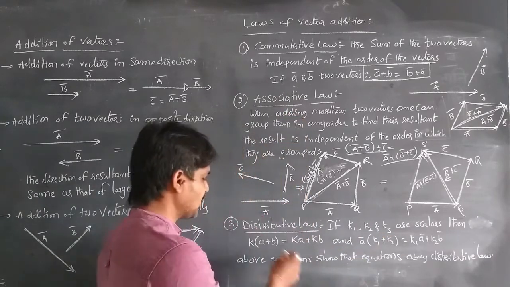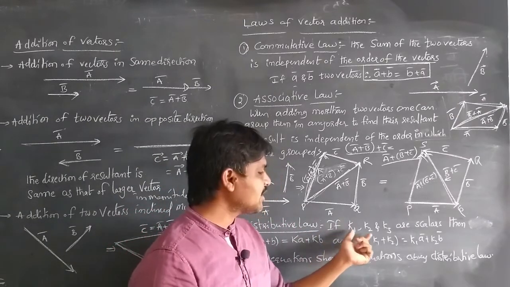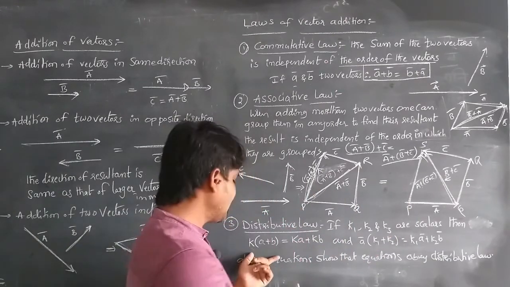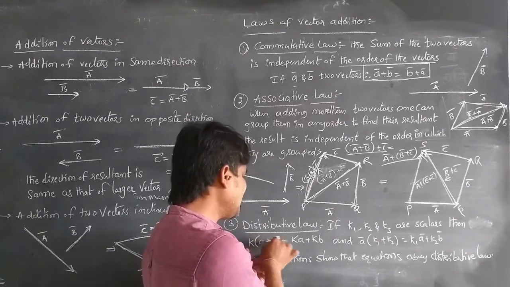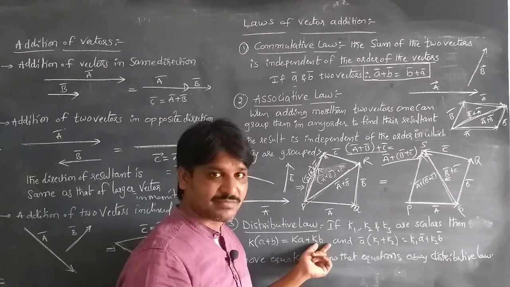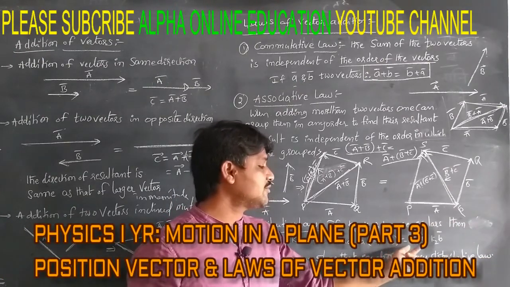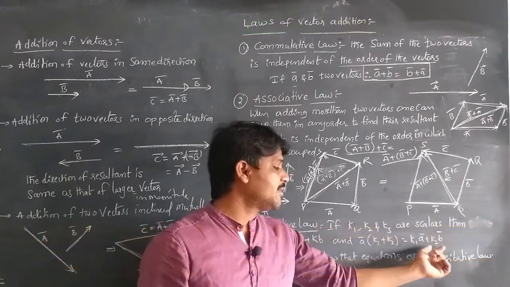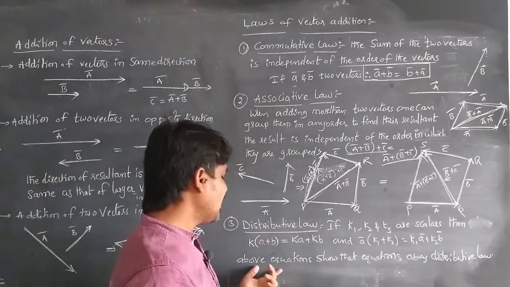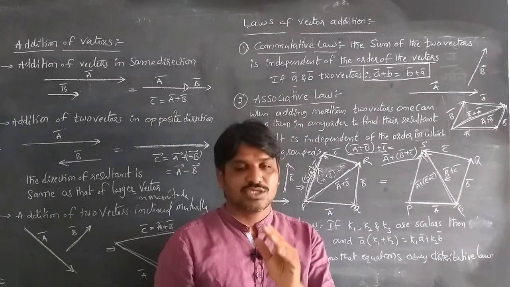The next one is the distributive law. In this distributive law, consider K1, K2, K3 are scalars, and A and B are vectors. If we multiply K with A plus B, then Ka plus Kb, we will get the same result. And also A bar times K1 plus K2 gives K1 A bar plus K2 A bar, we get the same result. So the above equations show that vectors obey the distributive law.